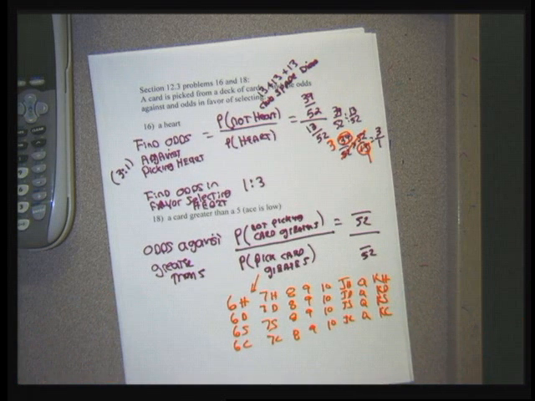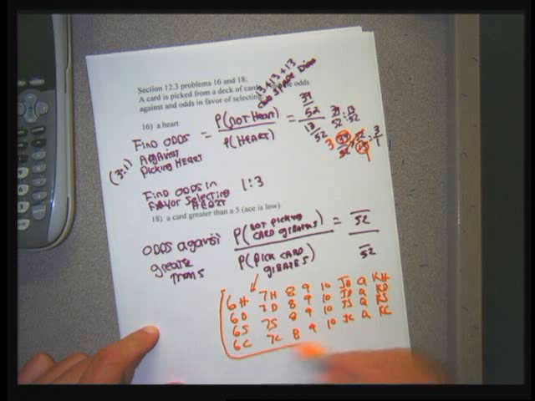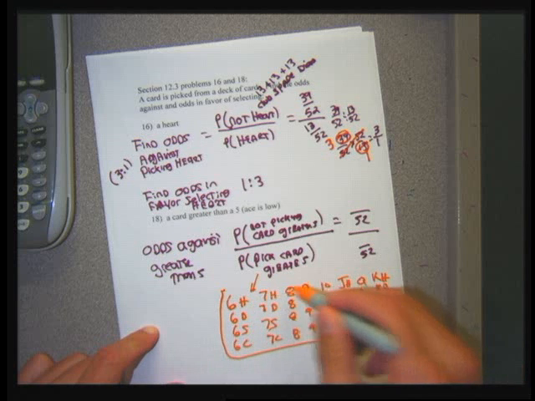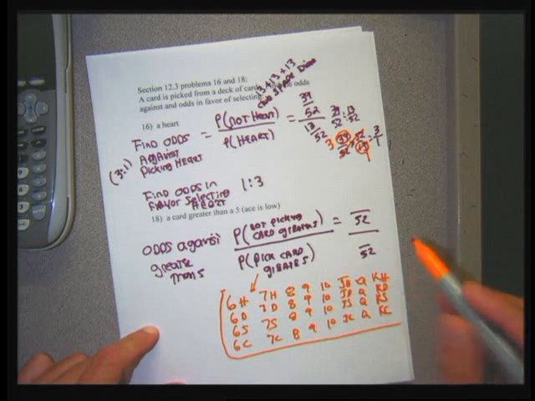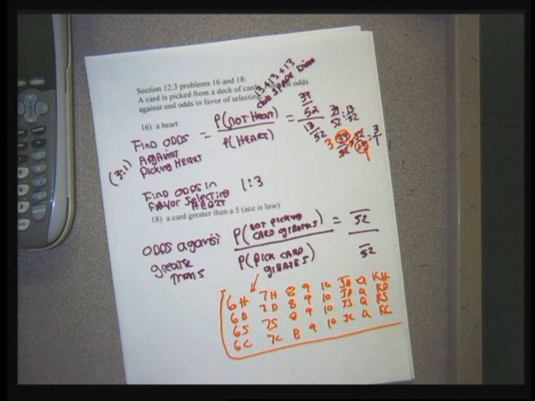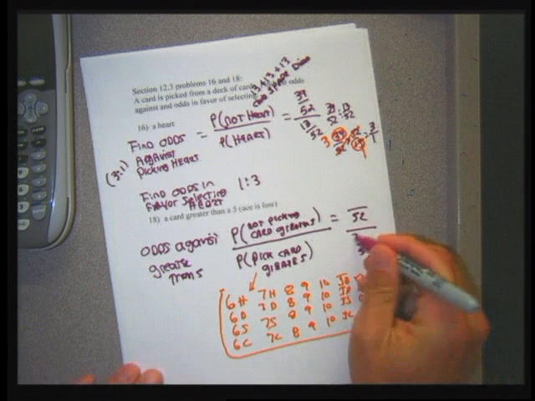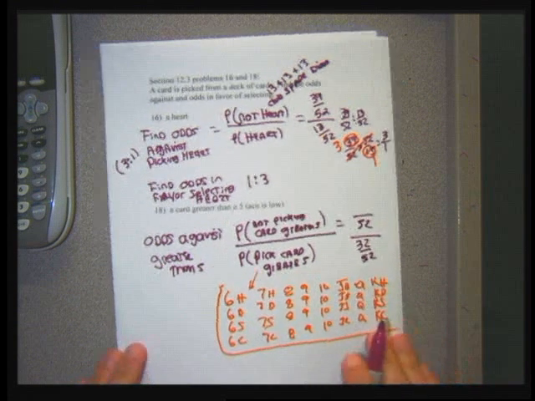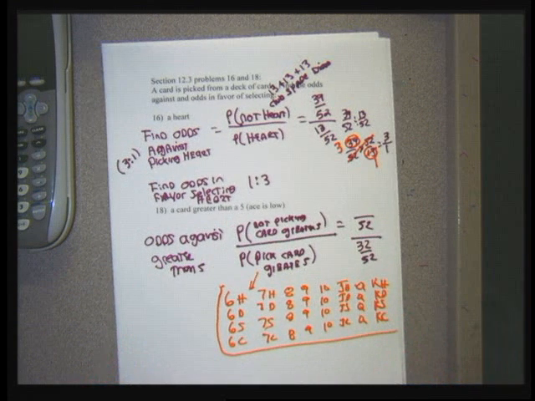So for the probability of picking a card greater than 5, I'm counting all of these cards. And that's 1, 2, 3, 4, 5, 6, 7, 8 times 4. There's 32 cards of the 52 cards that are greater than 5. So the probability in the denominator is 32 over 52. There's 32 cards in a deck of cards that are greater than 5.